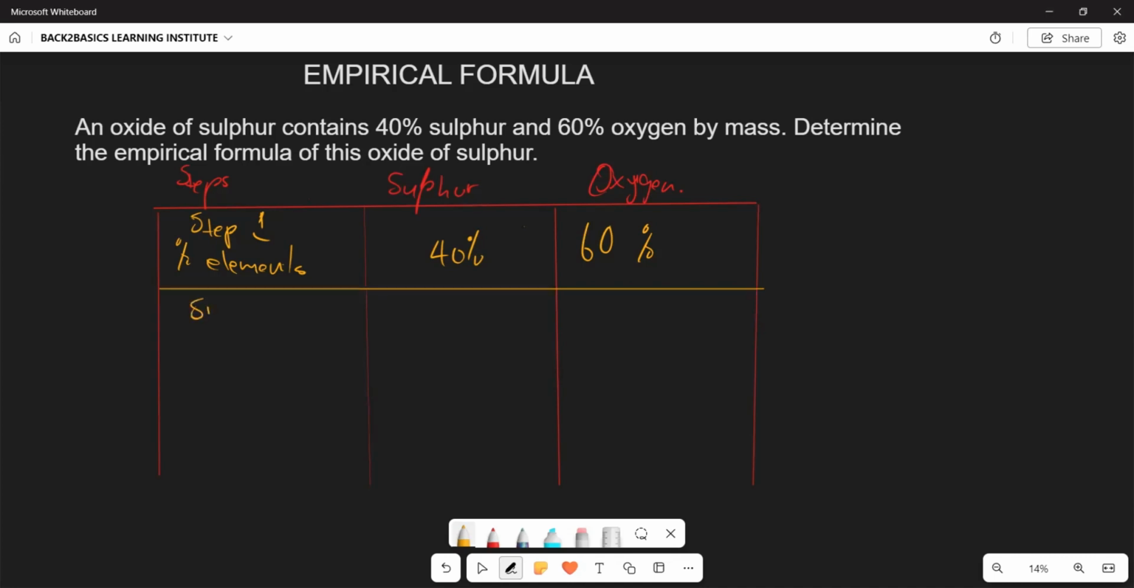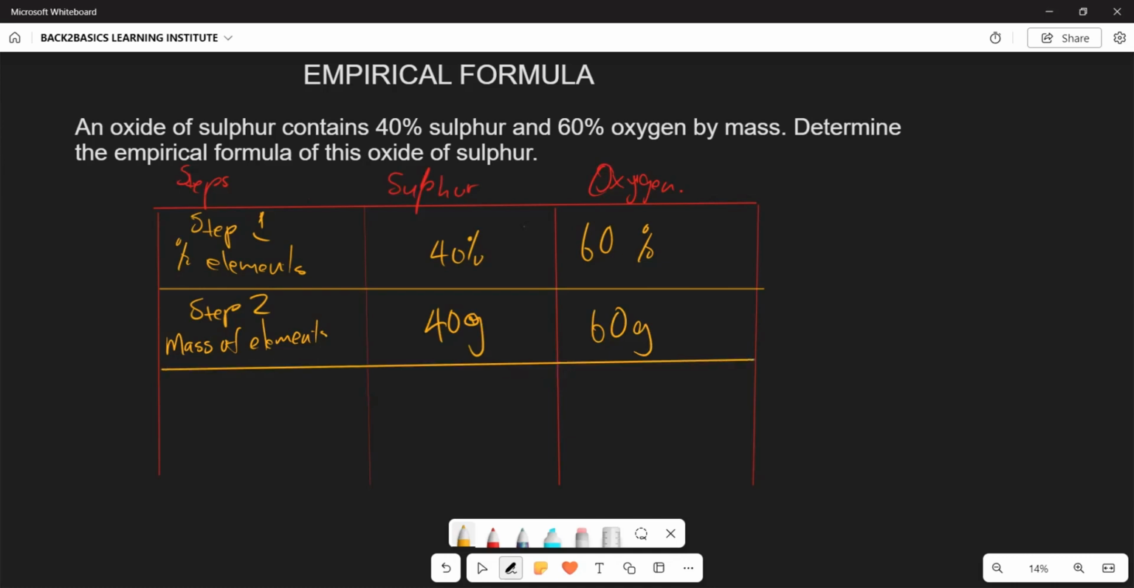Step number two is that we are going to convert it into mass, right? So we are going to have the mass of each particular element. If this is 40%, it is converted into 40 grams, and since this is 60%, this is going to be 60 grams. So this is your second step.